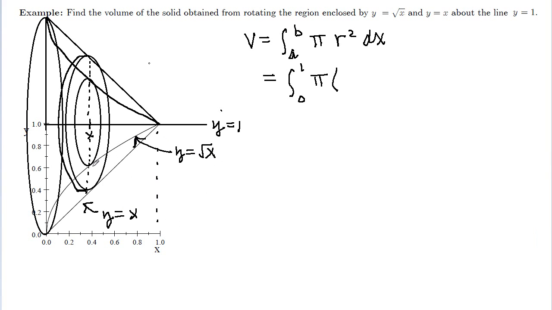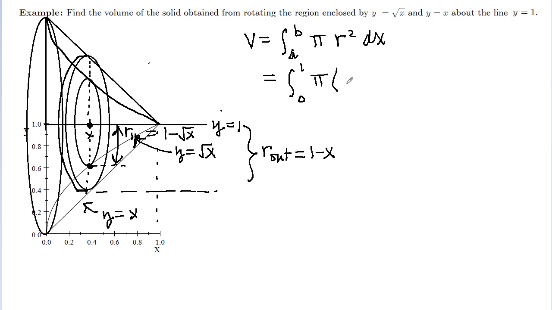So our inner radius right here, so that's going to be our inner, and the top, which represents the center, is at y equals 1 at that point. And then the y coordinate of that point right there is square root of x. That's on root x. So this is going to be 1 minus root x. And then our outer radius here, so the upper end of that radius is at y equals 1, and the lower end is at y equals x. So our outer radius is 1 minus x.